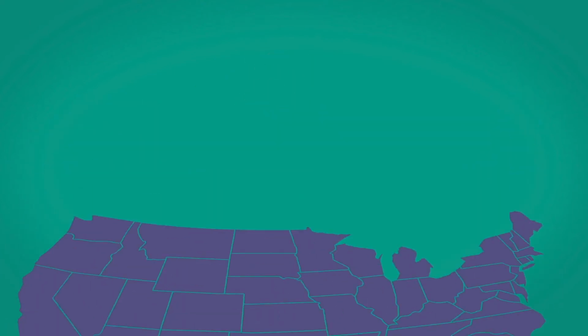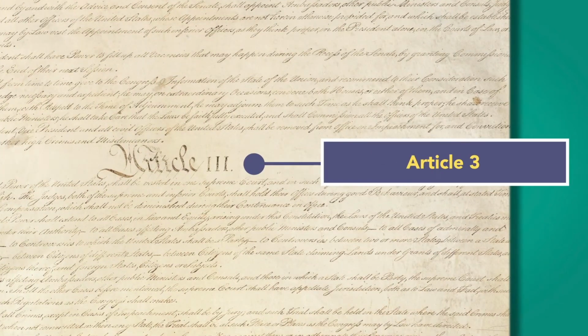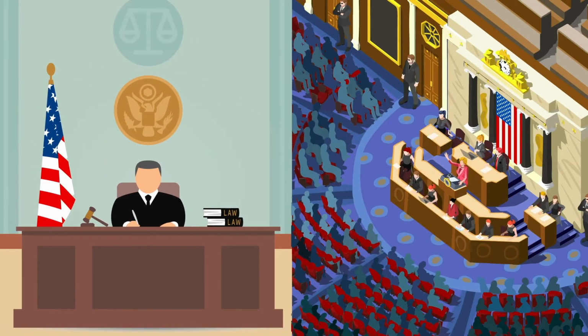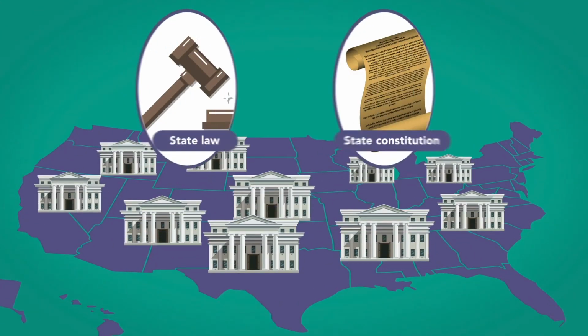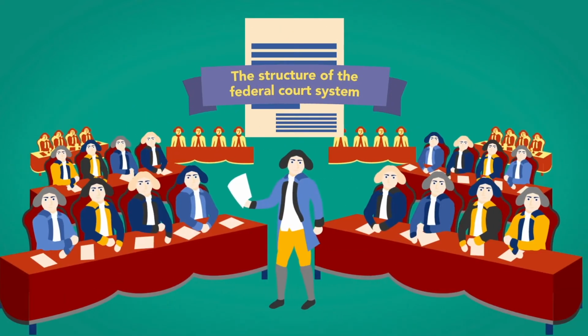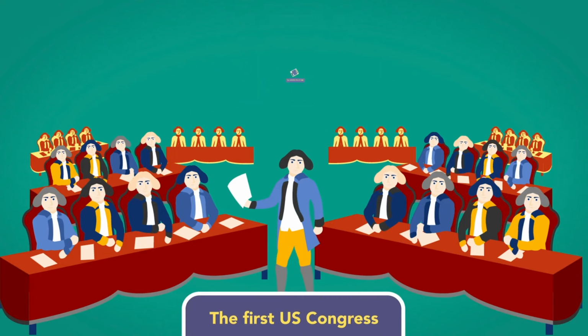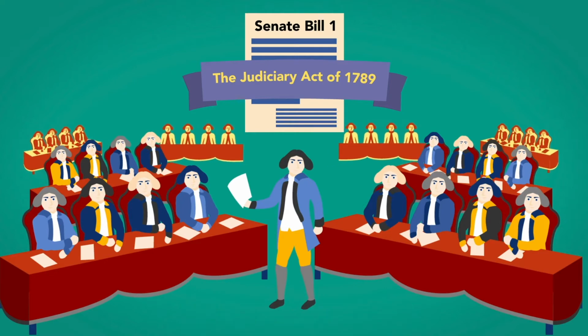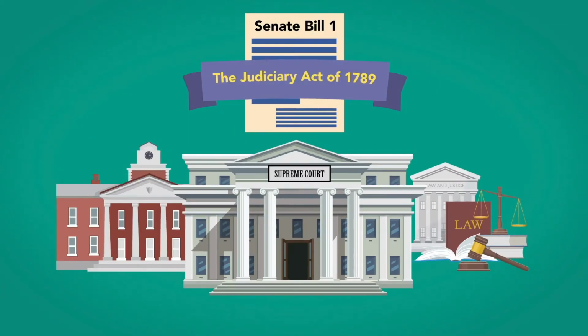The federal court system was established by Article 3 of the Constitution, but new judges and courts are established by Congress and the President. State court systems are established by state law or state constitution. The details of the structure of the federal court system was the first order of business of the first U.S. Congress, which passed the Judiciary Act of 1789 as Senate Bill 1. That act created the federal judiciary system still in use today.